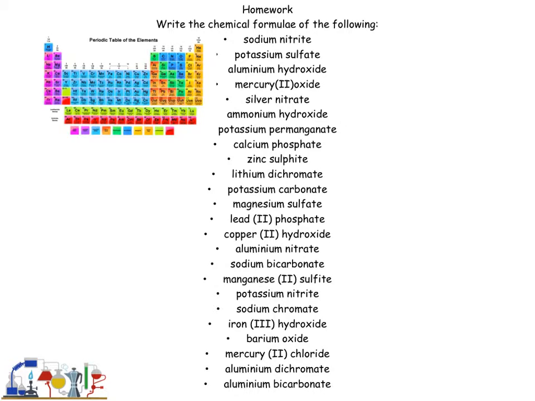So the first one is sodium nitrite. Sodium is Na. It's in group 1, so we're going to give it one arm. Nitrite is NO2. It's a group. I put a circle around it. I give it the one arm that's on the list, and I join up, and you get NaNO2.